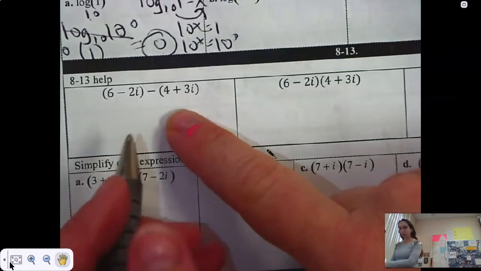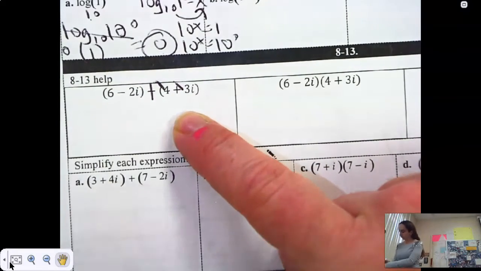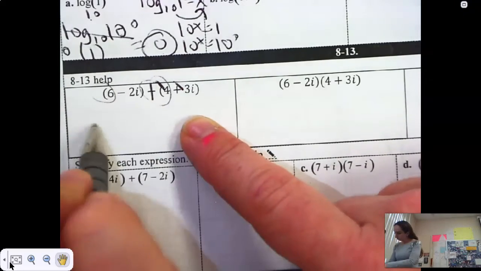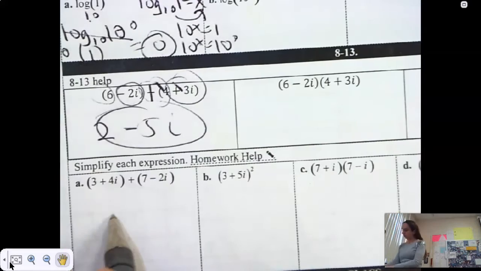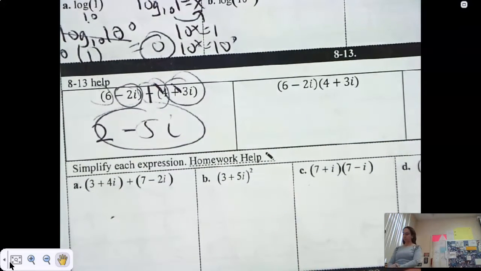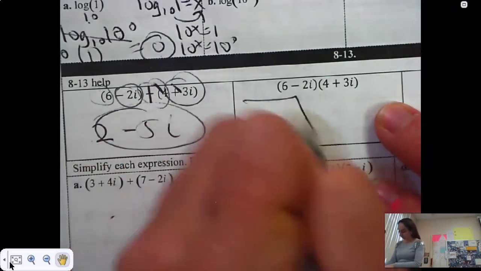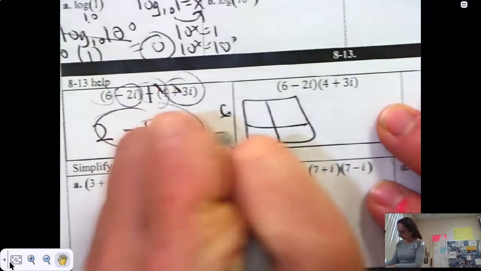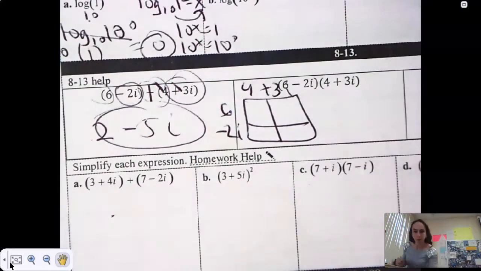So when I subtract, change the signs of everything to the right, and then I go 6 minus 4 is 2, minus 5i. That's going to help you with this problem down here. I always do it in imaginary form. It's backwards. Do my cute little box. 6 minus 2i, 4 plus 3i. Make sure I'm good on time.